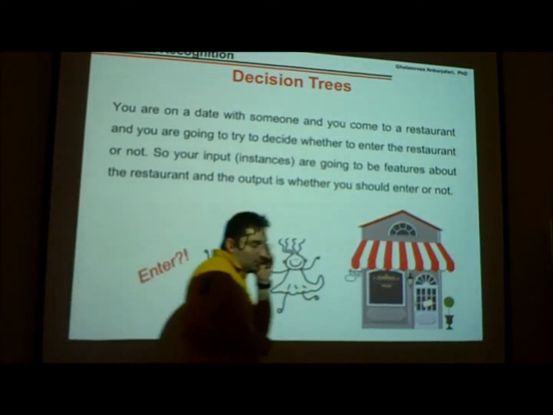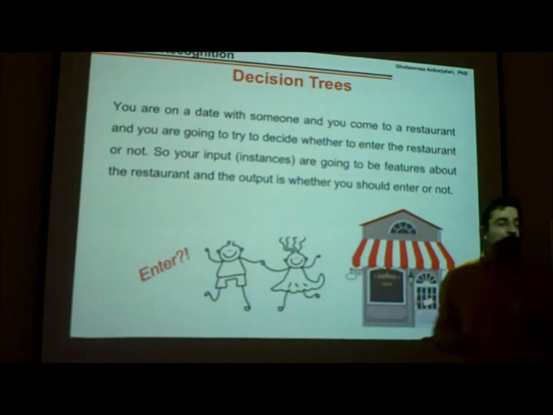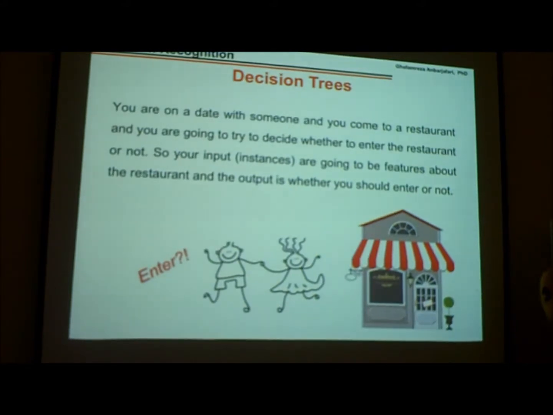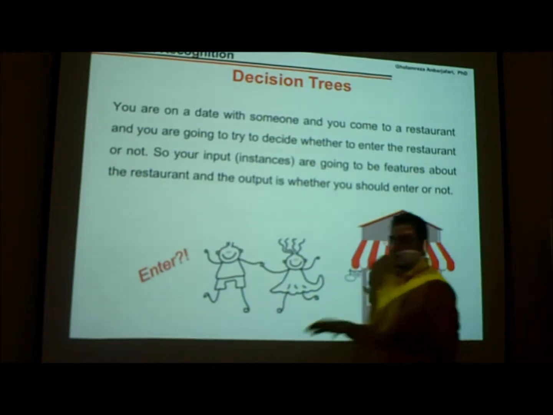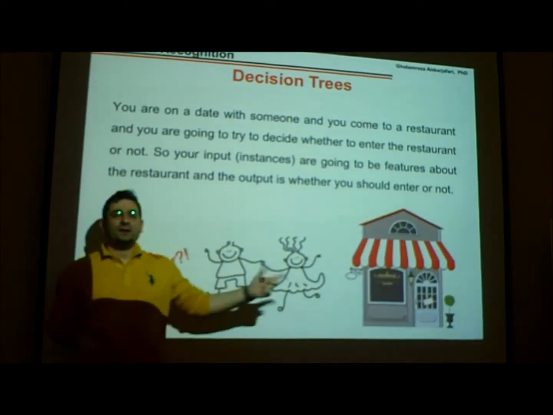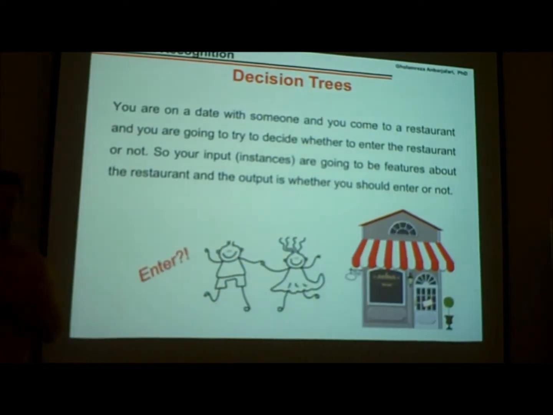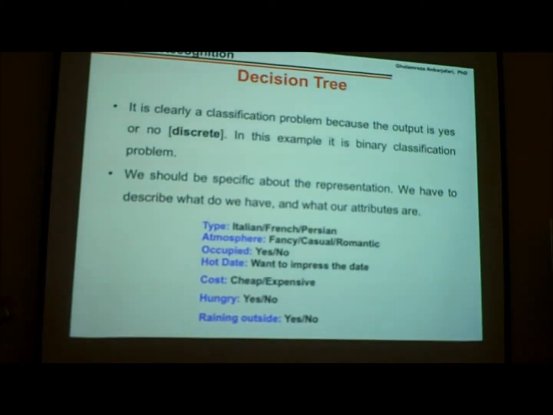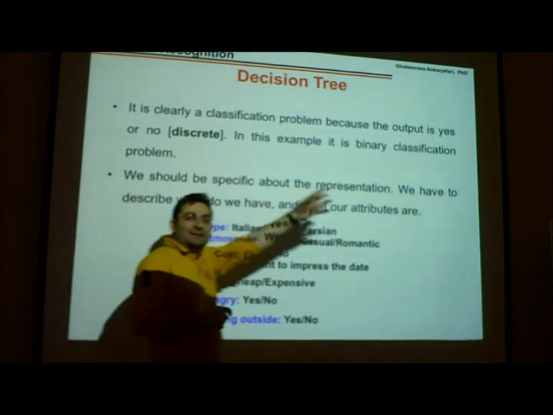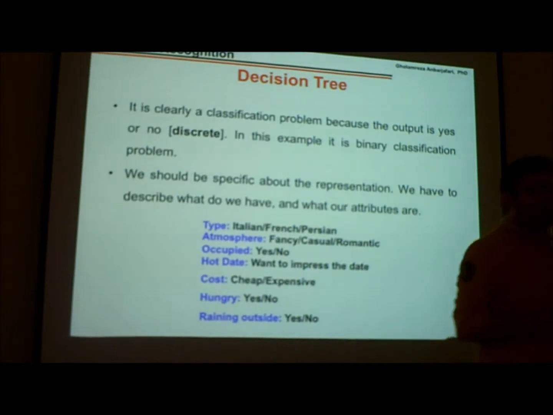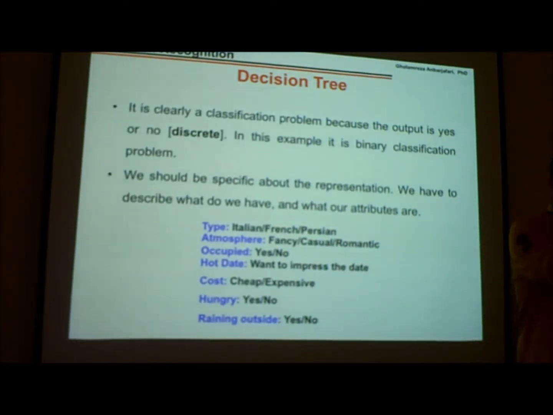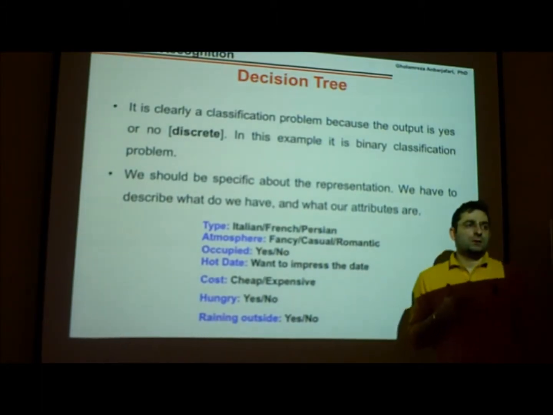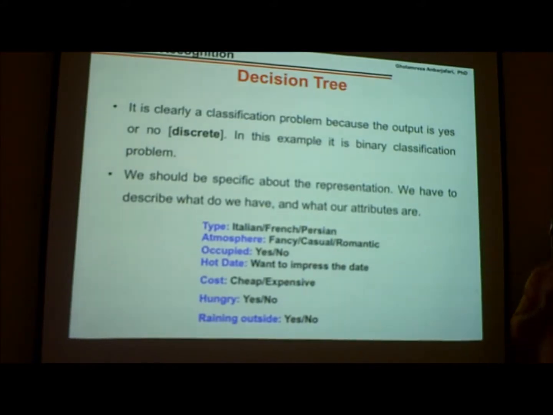And the example is, imagine you and your date want to go to a restaurant. Okay? And the challenge is whether you have to enter the restaurant or you should not enter the restaurant. Now, let's see what the challenges are. We understand that this is definitely a classification scenario, right? Because you go or not go. So you have discrete outputs.